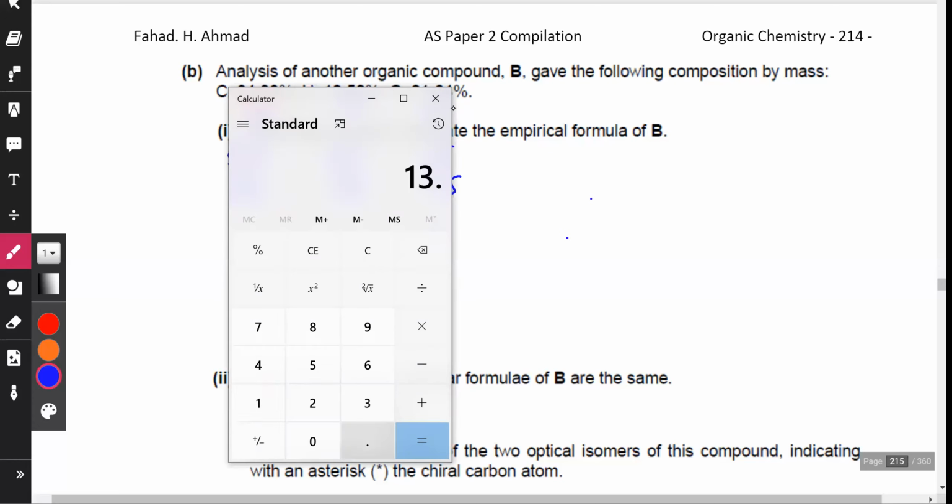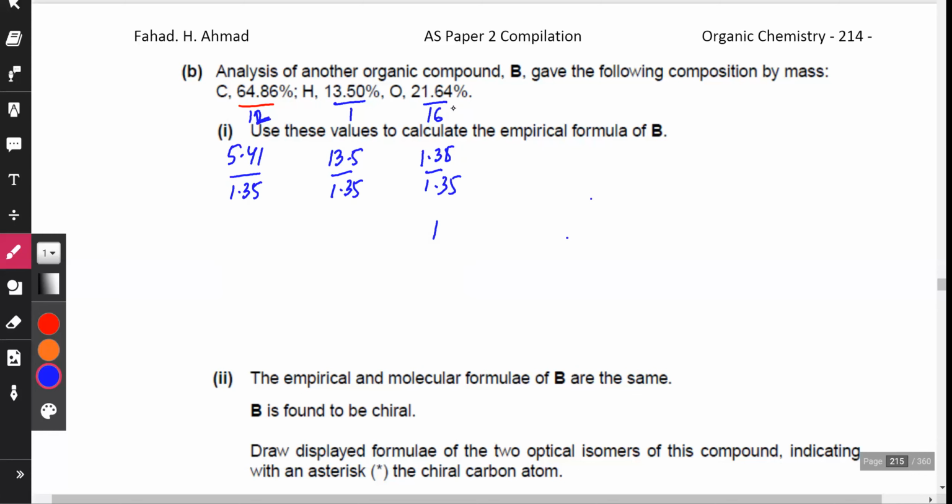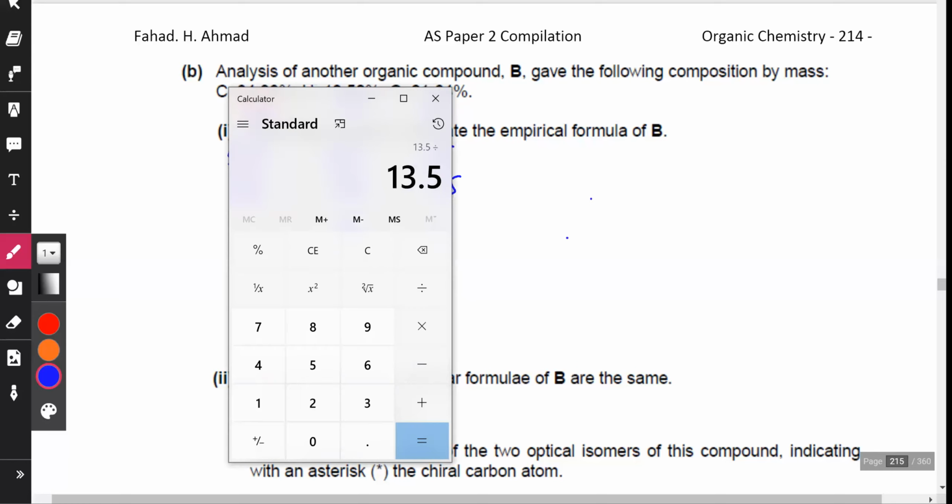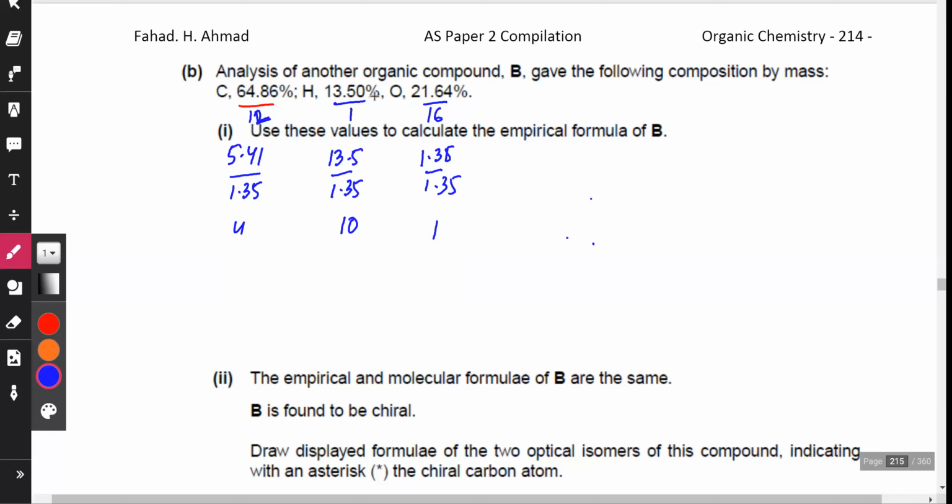Okay, 13.5 divided by 1.35, that's about 10. And what's 5.41 divided by 1.35? 5.41 divided by 1.35, okay, that's coming out to be 4. So that means C4, H is 10, and you have O, which is 1.